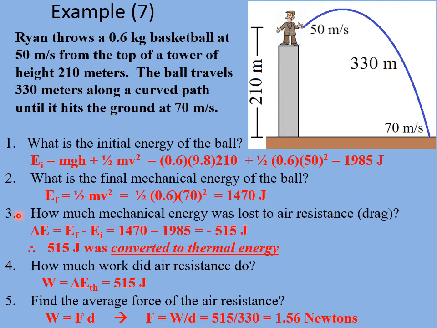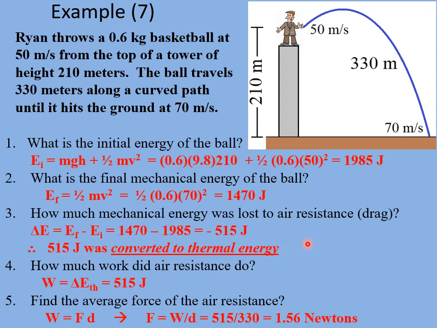So question 3, how much mechanical energy was lost to air resistance, otherwise known as drag? Well, it started up here with 1985 joules, and it ended up down here with 1470 joules. So the change in energy, delta E, is E final minus E initial. So we have the final, 1470, minus 1985. Our change in energy was negative 515 joules. In other words, 515 joules was converted to thermal energy.